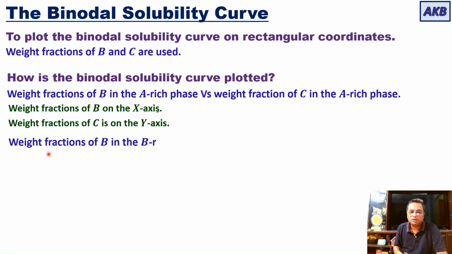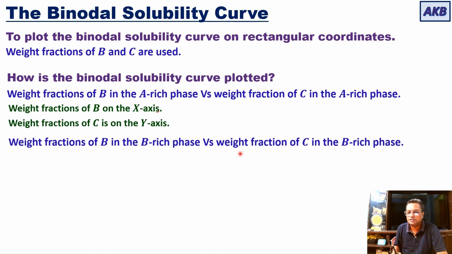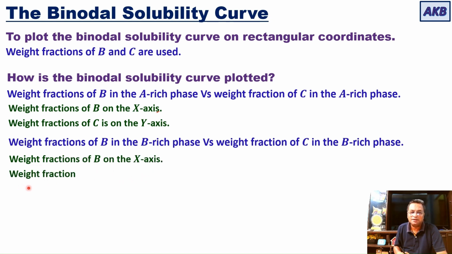Then we plot weight fractions of B in the B rich phase, which is the extract phase, versus weight fractions of C in the B rich phase. That is, weight fractions of B are plotted against weight fractions of C, this time in the B rich phase. And how is it done? Again, weight fractions of B are plotted on the x-axis, and weight fractions of C are plotted on the y-axis. So this task is going to give us the other part of the binodal solubility curve.